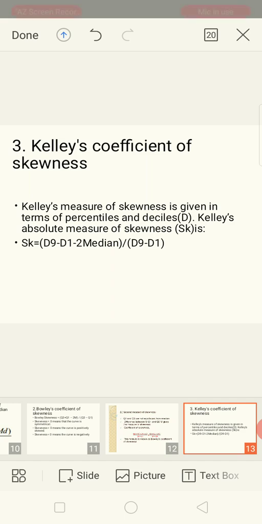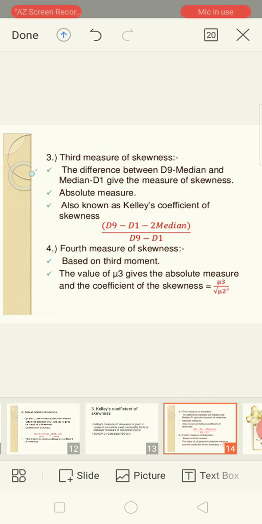Kelly's coefficient of skewness. Kelly's measure of skewness is given in terms of percentiles and deciles. Kelly's absolute measure of skewness. So how to find Kelly's coefficient of skewness? D9 plus D1 minus 2 median divided by D9 minus D1. So this is the third measure of skewness, Kelly's coefficient of skewness.